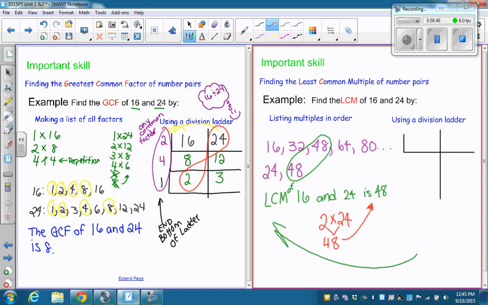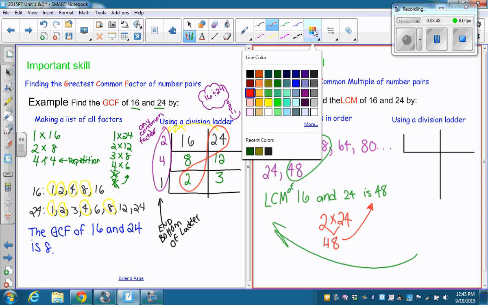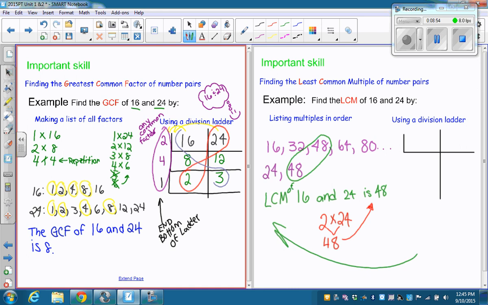And you might be wondering if you have to use the bottom left and the top right, but you could have also done 3 times 16. 3 times 16 is also 48. So the division ladder gives you the least common multiple and the greatest common factor efficiently. We're going to practice this skill once, and then you guys are going to come back to class and practice more.